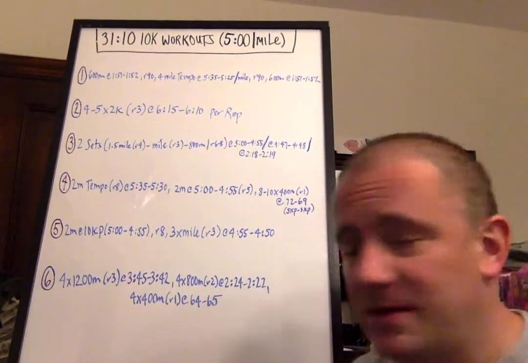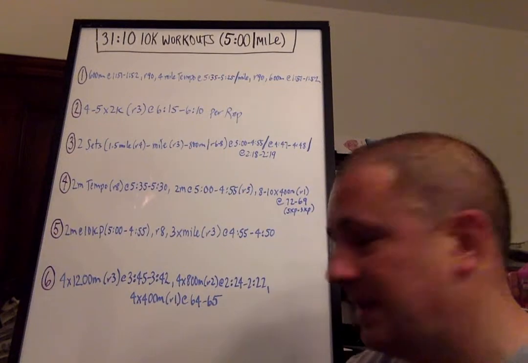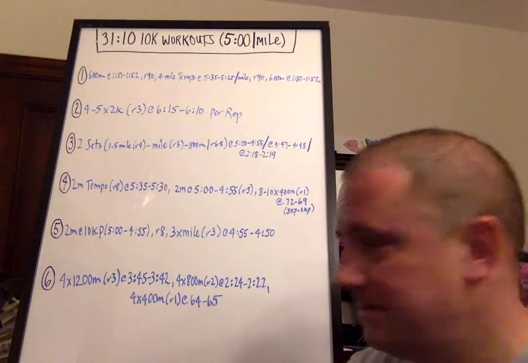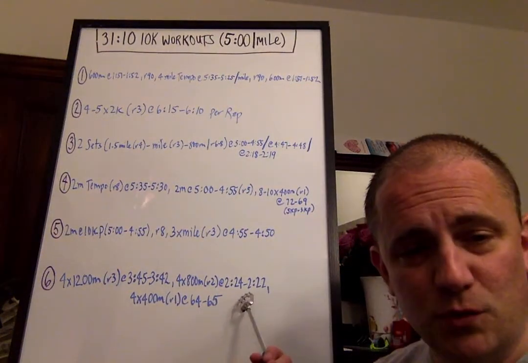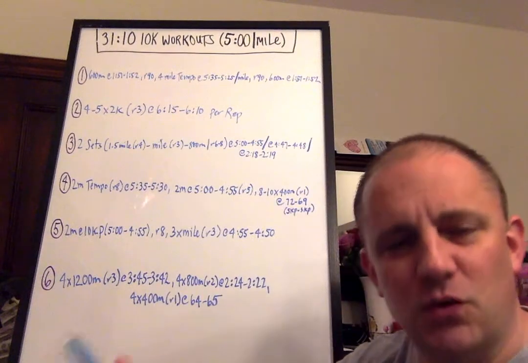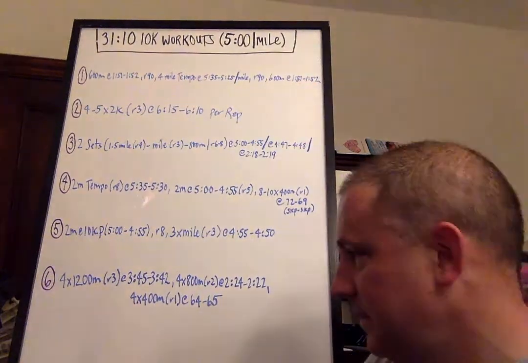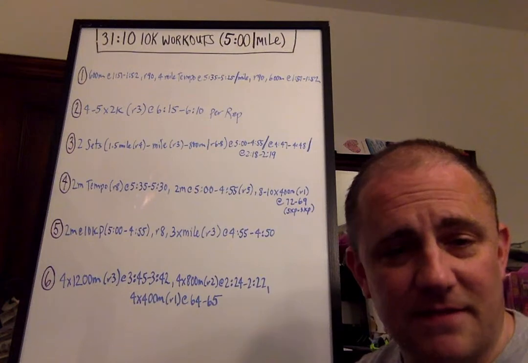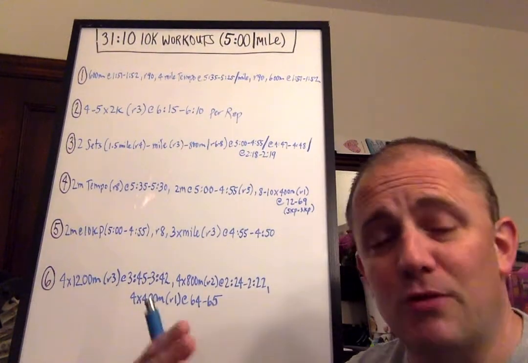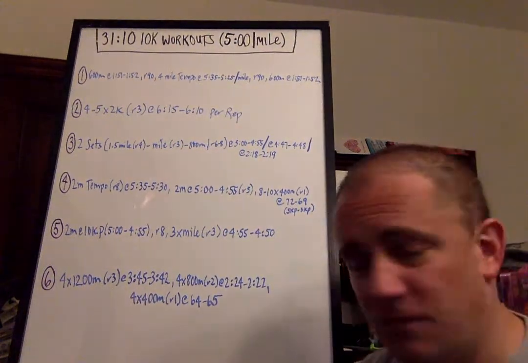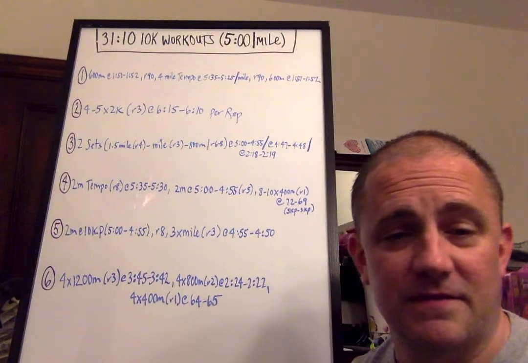Okay, 5K pace. So again, 4 times 800, 2-minute recovery at 5K pace, which is 2:24 to 2:22, and then you're progressing towards 4 times 400 at 3K pace, which is 64 to 65 seconds, or even closer to mile pace, or progressing from 3K to mile pace. So 4 times 400 with a minute rest, 64 to 65 seconds per rep.